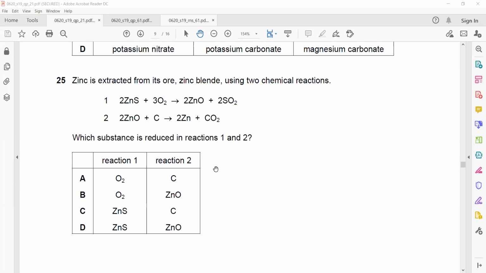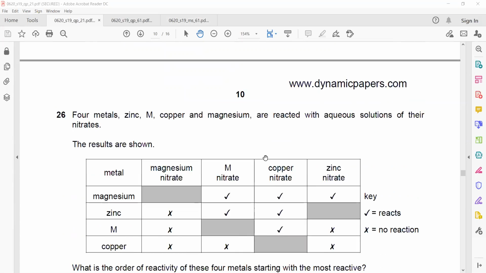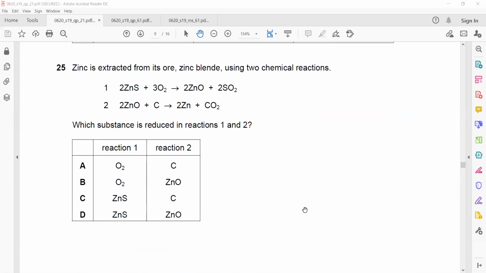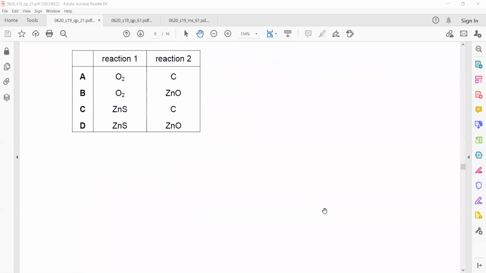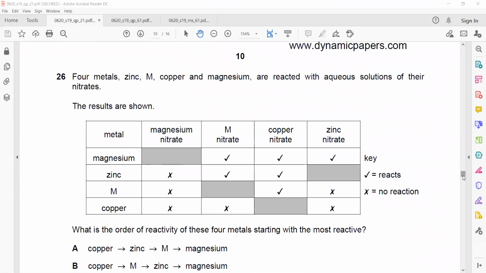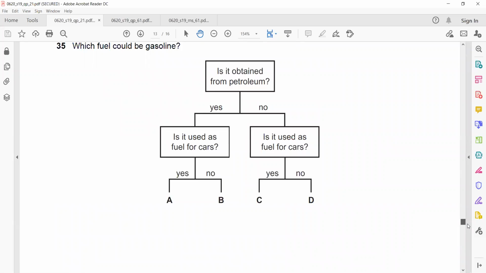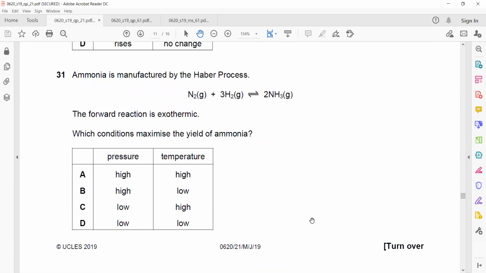Any other question from 21 to 30? From question 31 to 40, any question, any doubt?